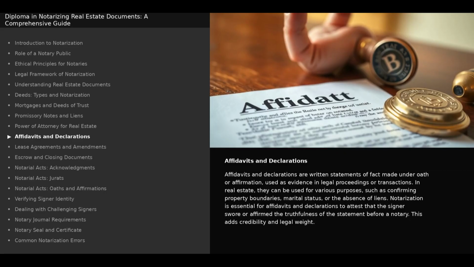Affidavits and declarations. Affidavits and declarations are written statements of fact made under oath or affirmation, used as evidence in legal proceedings or transactions. In real estate, they can be used for various purposes, such as confirming property boundaries, marital status, or the absence of liens. Notarization is essential for affidavits and declarations to attest that the signer swore or affirmed the truthfulness of the statement before a notary. This adds credibility and legal weight.